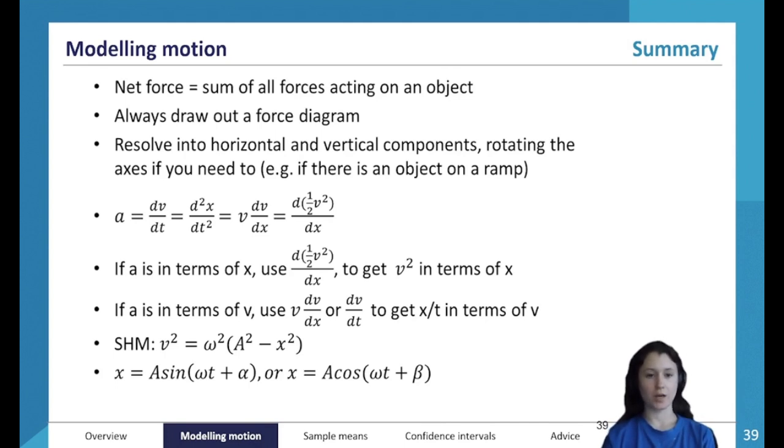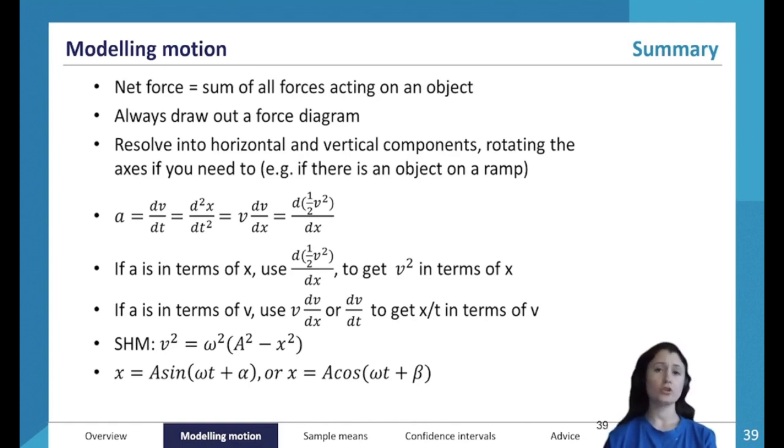Just a summary of our content on modelling motion. So, we went over how the net force is the sum of all the forces acting on an object, making sure you're always drawing out a force diagram, either solving vector problems by adding head to tail and doing some geometrical solving using Pythag or sine, cos and tan ratios, or you can resolve the vectors into horizontal and vertical components, the i and j components, and then add those, making sure you rotate if you have a ramp.